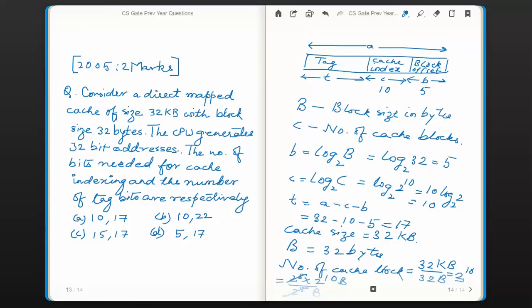Here we have to choose the correct option from the 4 options given below. The number of bits needed for cache indexing and the number of tag bits are respectively. So the number of bits for cache indexing is 10, and the number of tag bits is 17. So 10 and 17, this would be the correct answer.